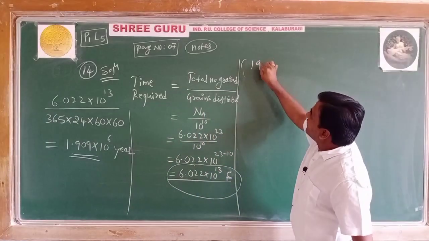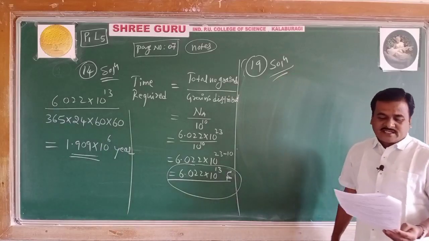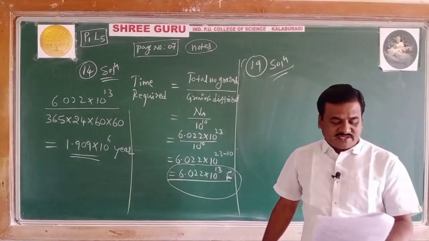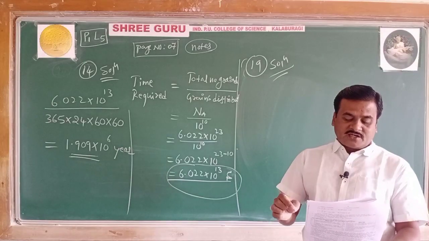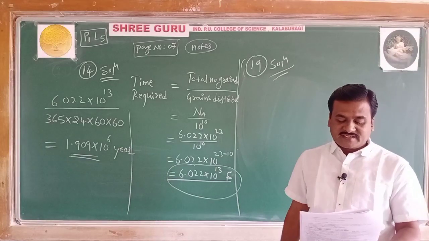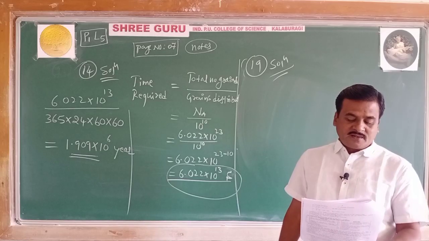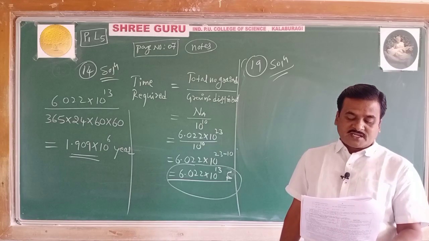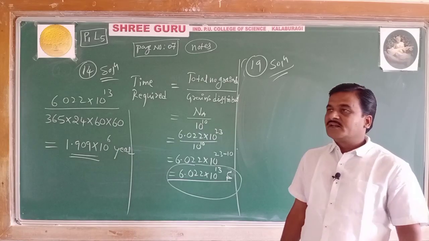Let's take the 19th solution, page number 719 problem. What is given in the 19th? A mixture of dihydrogen and dioxygen at 1 bar pressure contains 20% by weight of dihydrogen. Calculate the partial pressure of dihydrogen.